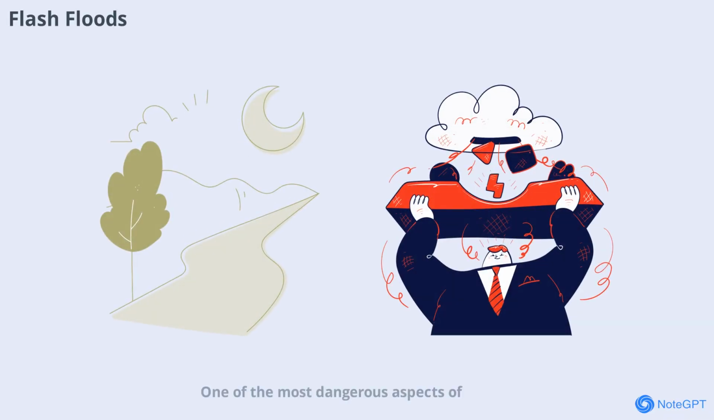One of the most dangerous aspects of thunderstorms is their ability to produce flash floods. When heavy rain falls in a short period, the ground can't absorb it quickly enough, leading to rapid flooding. Low-lying areas, urban environments, and places near rivers are especially at risk. Flash floods can develop with little warning, sweeping away vehicles and causing significant damage. It's important to stay alert during storms and avoid flooded roads.